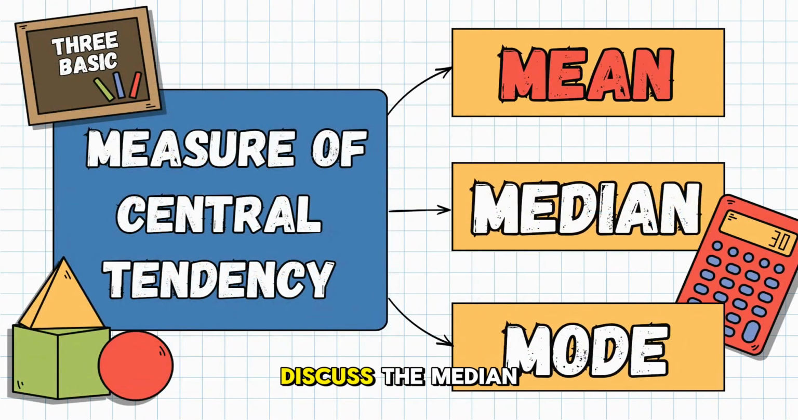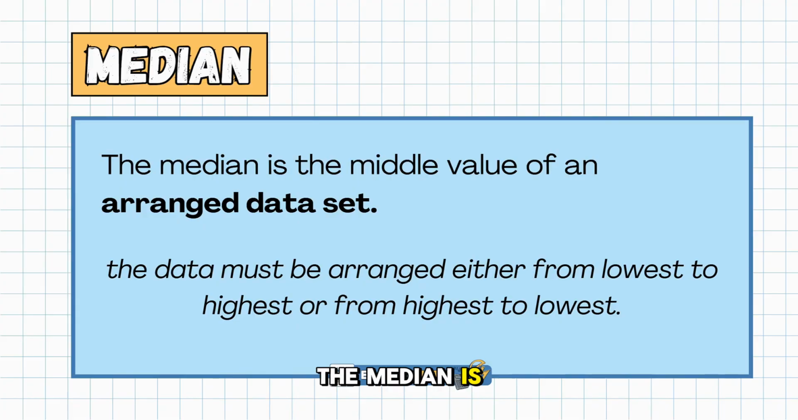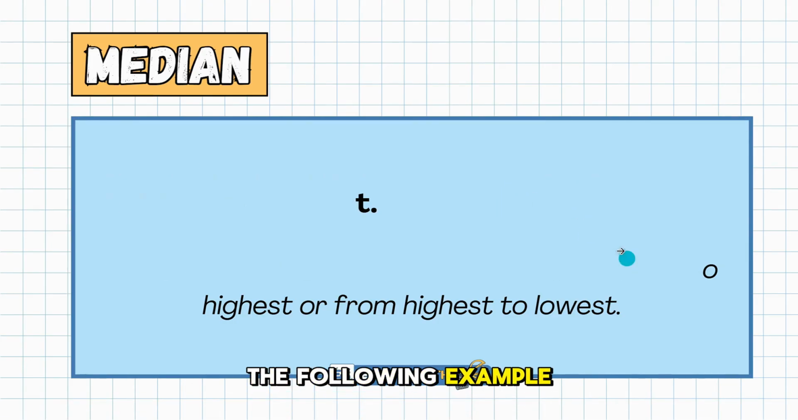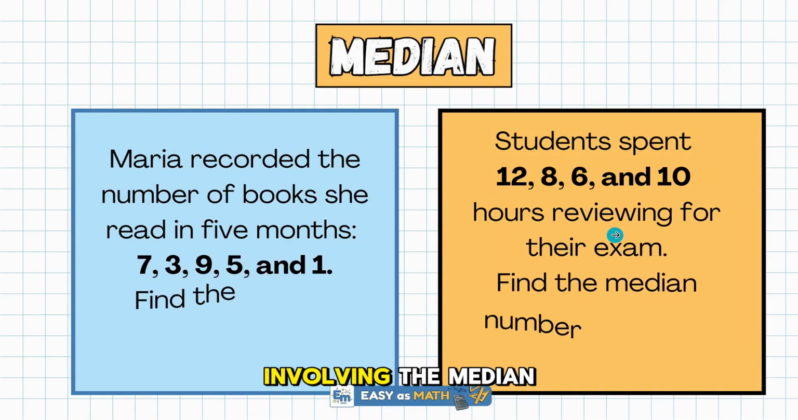Next, let us discuss the median. The median is the middle value of an arranged data set. Emphasis on arranged, because the data must be arranged either from lowest to highest or from highest to lowest. What is important is that the data is properly arranged. The following examples are 2 scenarios involving the median.